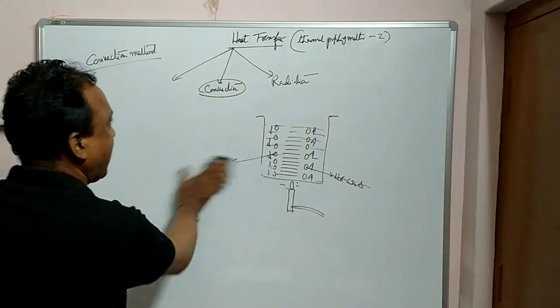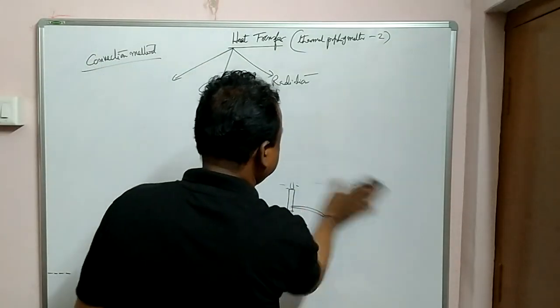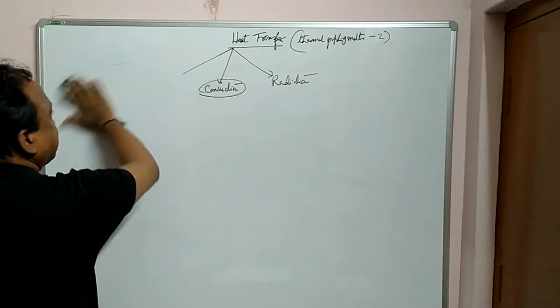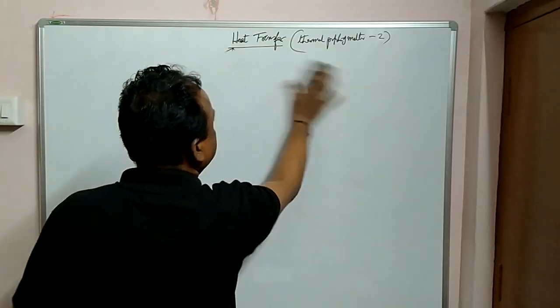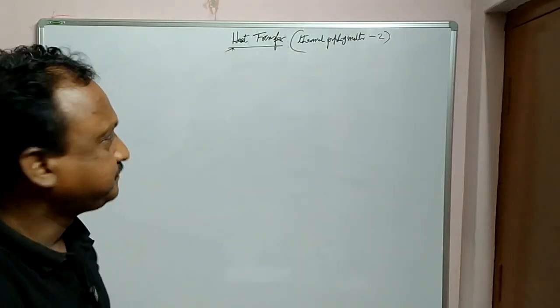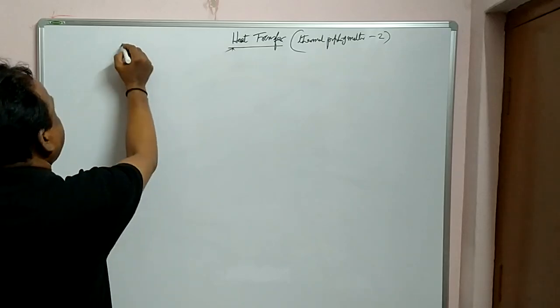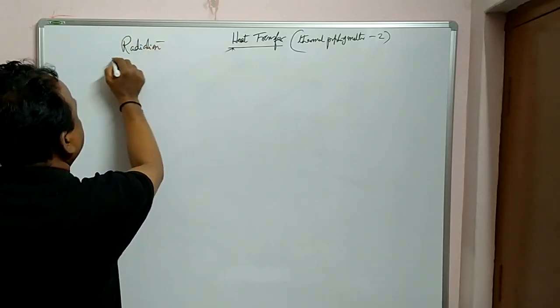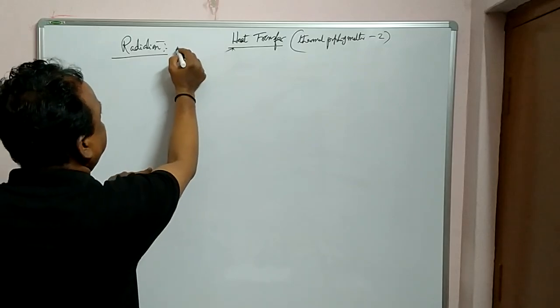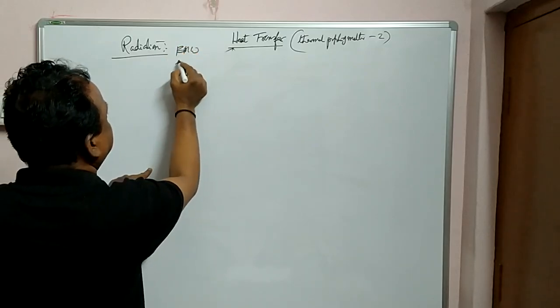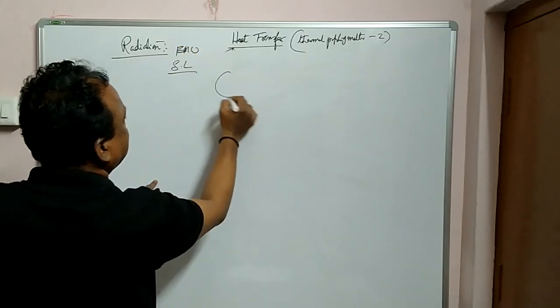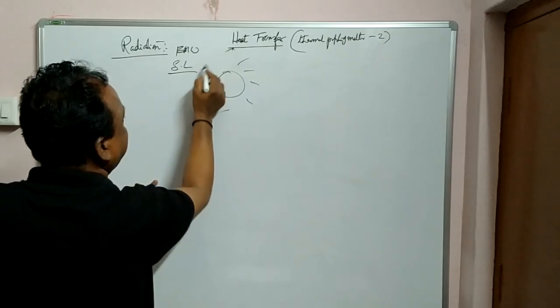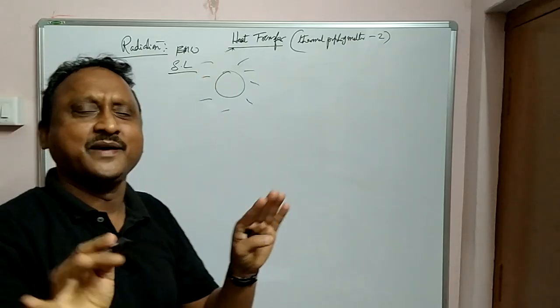Now let us go to the last one, radiation. What is the method of radiation, of heat transfer? The last process, radiation: the best example is electromagnetic waves, that is sunlight. For the rays coming from sunlight, no medium is required.